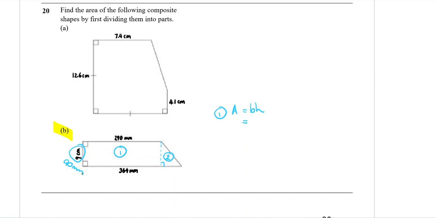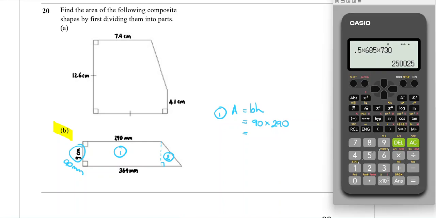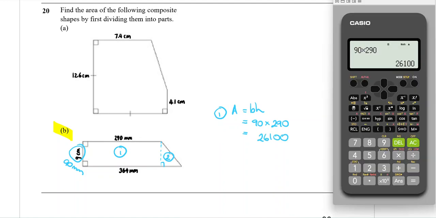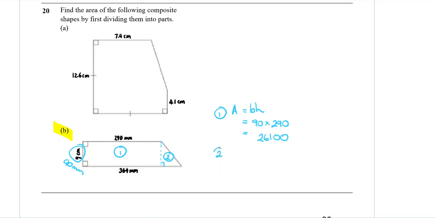What's my base and my height? Yes, good. Not this one because that 364 goes all the way out to here. It goes past the end, right? So it's going to be 90 times the 290, which is 26100. Okay, shape number 2 is a triangle. So it's A equals half BH. What is the base and the height?